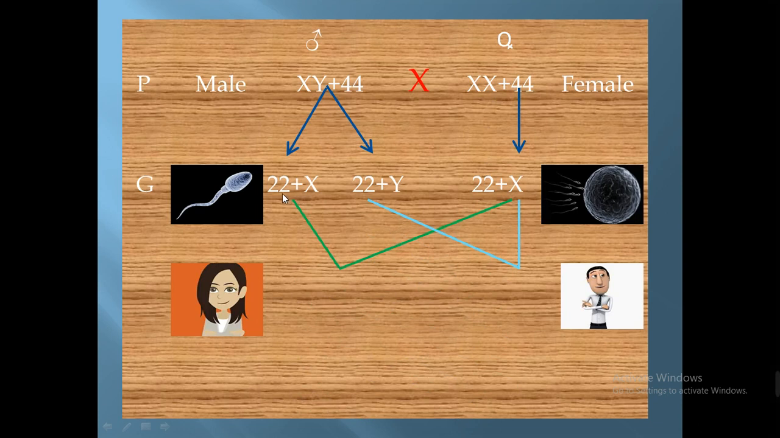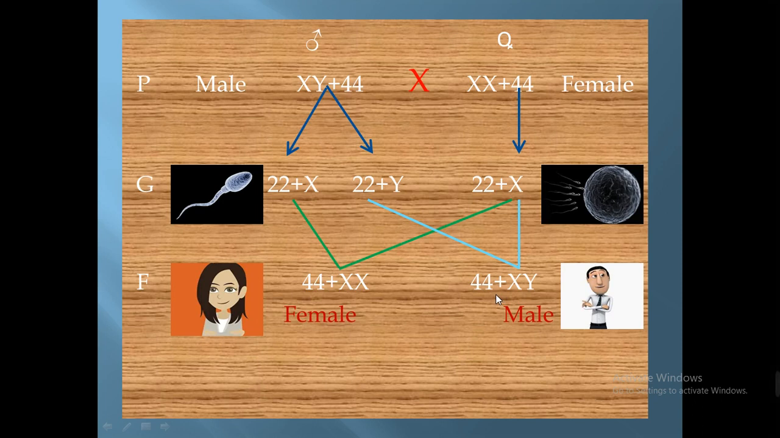When fertilization occurs between the type of sperm which contains 22 plus X and the only type of ovum, 22 plus X, the resulting generation will be 44 plus XX, resulting in the formation of a female. While the other type of sperm, 22 plus Y, when it makes fertilization with this type of ovum which contains 22 plus X, the resulting generation will be 44 plus XY, which is male. This is the normal fertilization result in a normal male and normal female.